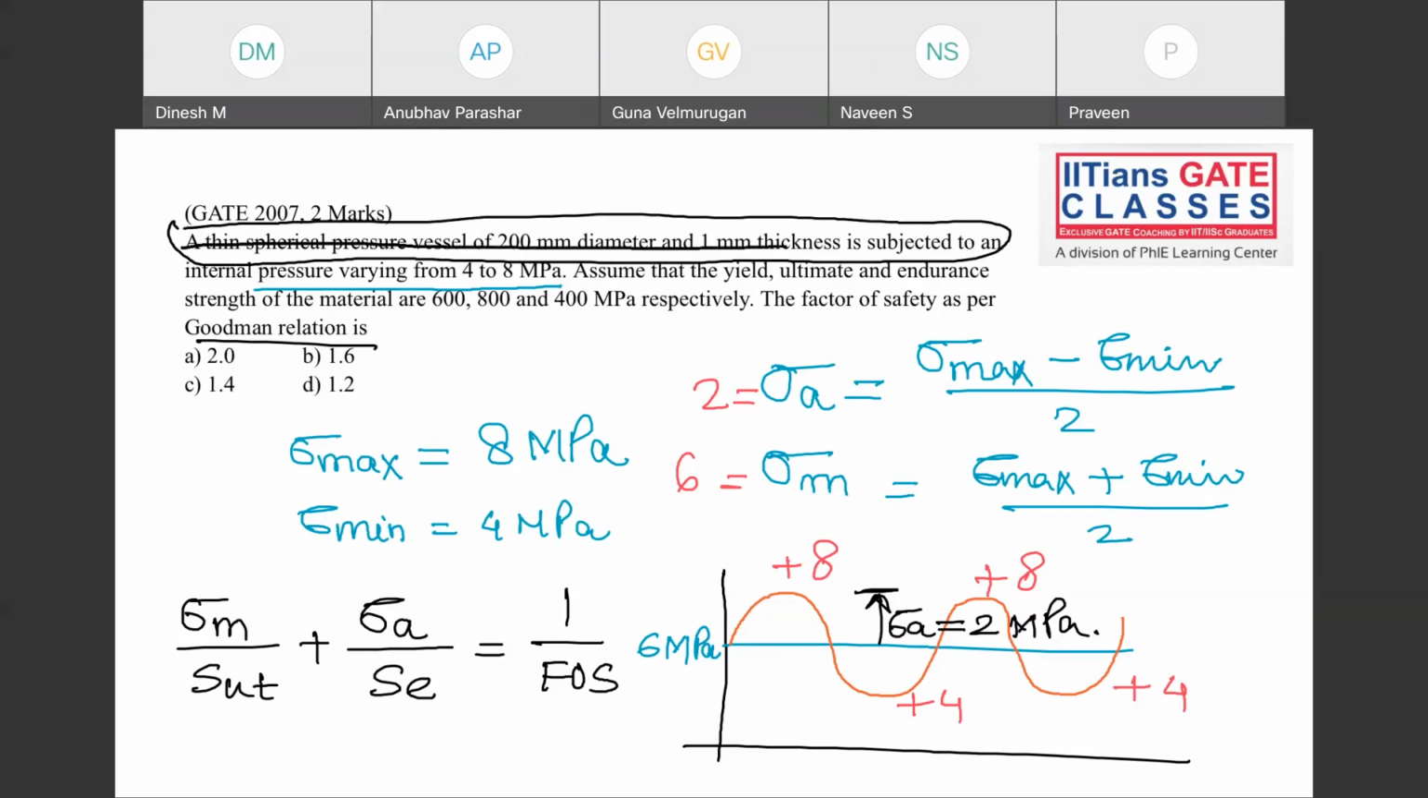If you require, I'm deleting this first line. Again, deleting this first line for this question, because for a thin pressure vessel you have to find out the sigma H, hoop stress, right? Hoop stress and longitudinal stress, right? Hoop stress will be PD by 2T. I hope you have studied strength of materials.